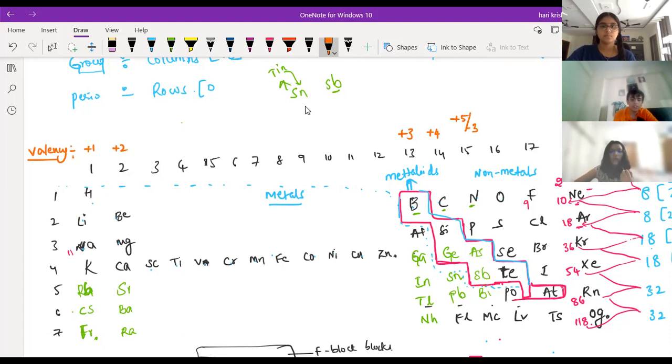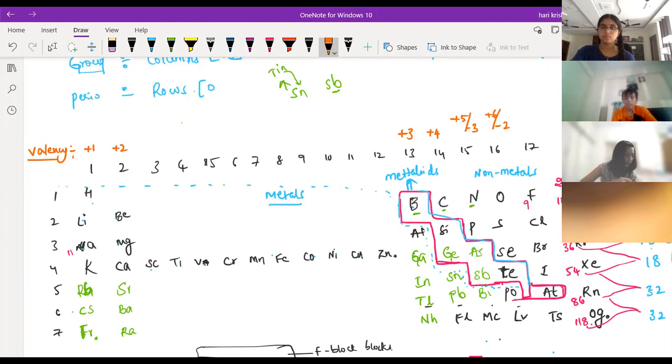What about the 16th group? +6 or -2. Clear? Yes, sir. What is this +6? It is the combining capacity of the higher elements like selenium and tellurium. If you take phosphorus, it will show PCl5 as well as PCl3. The combining capacity of phosphorus is 5, and sometimes it will show 3 also.